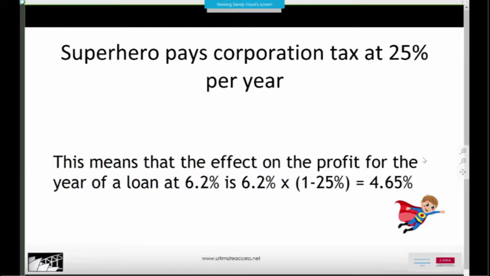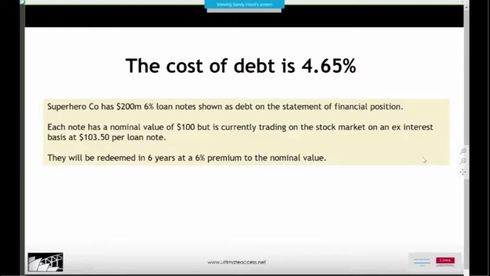And I can see that our little Superhero is jumping for joy. Exactly, very happy because it's due to tax. We've got a lesser amount, isn't it? The cost is actually much less. Exactly. It makes borrowing more attractive. So the cost of debt is 4.65%.